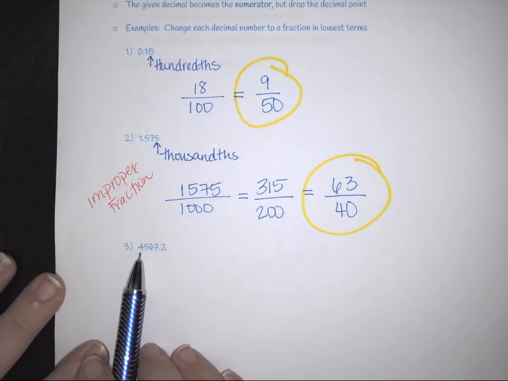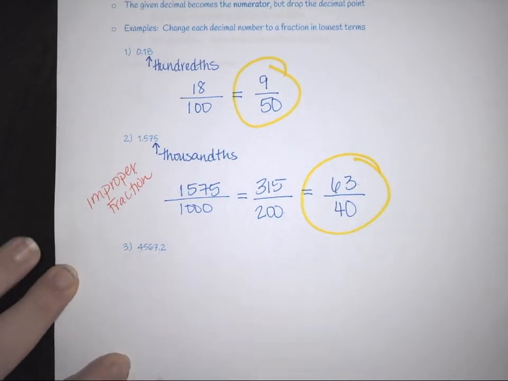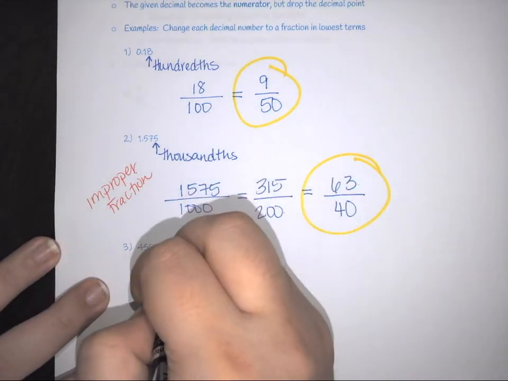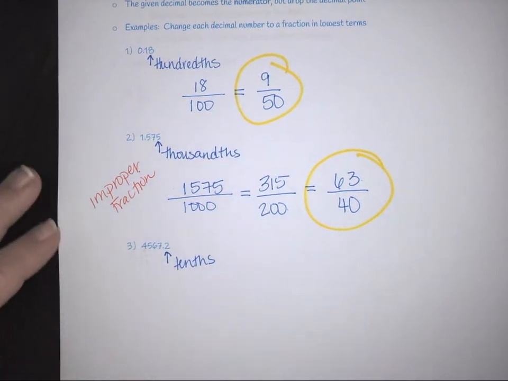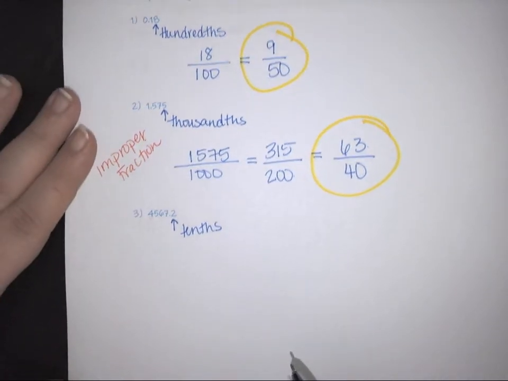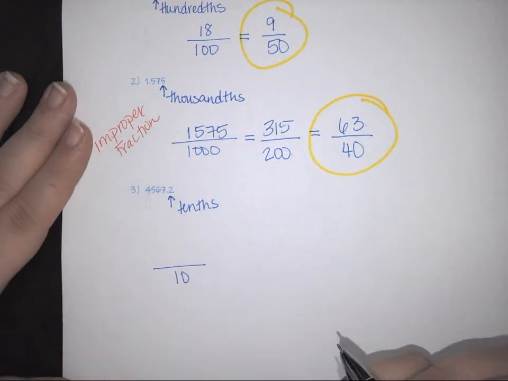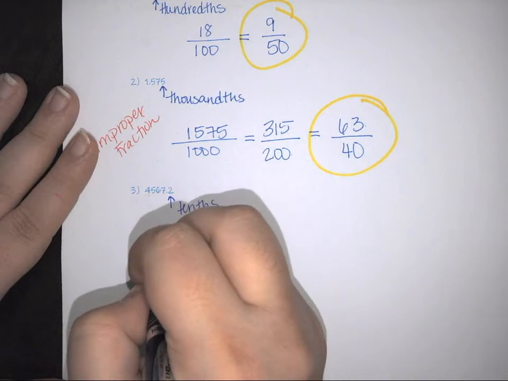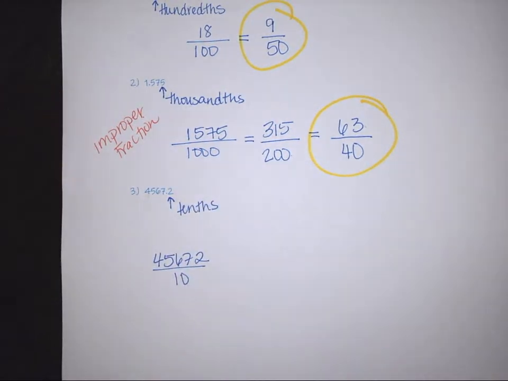Now last we have 4,567.2. Again, we're going to look at this decimal here, and this is in the tenths spot. That being said, because it's in the tenths spot, it means the denominator is a 10. And then on the top I have my digits, so 45,672.